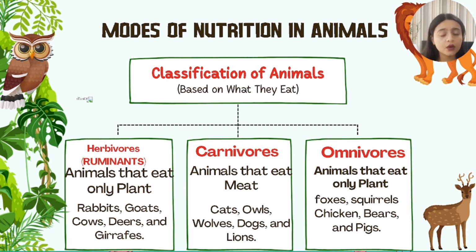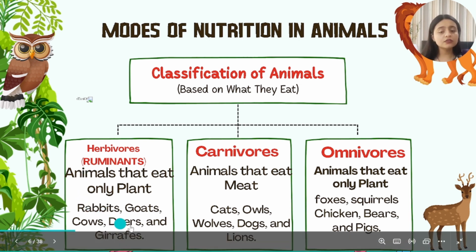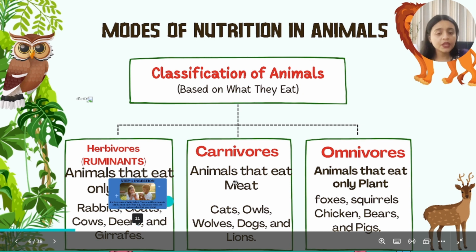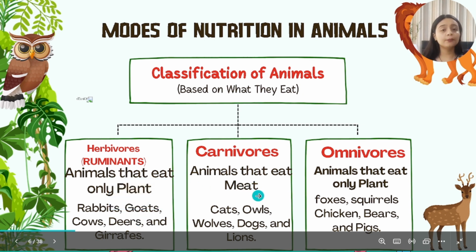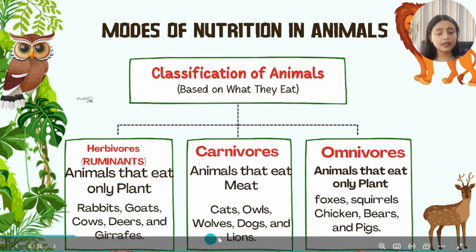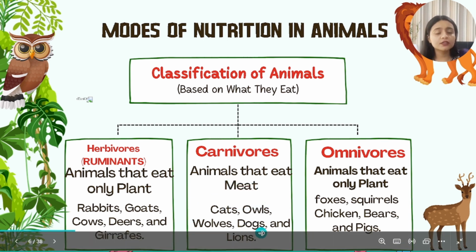So what kind of animals are they? Animals that only eat and survive on plants are herbivores. They only eat green plants for their food. Examples: rabbits, goats, cows, deer, and giraffes. Carnivores are animals that eat meat, that survive on flesh. For example, cats, owls, wolves, dogs, and lions.